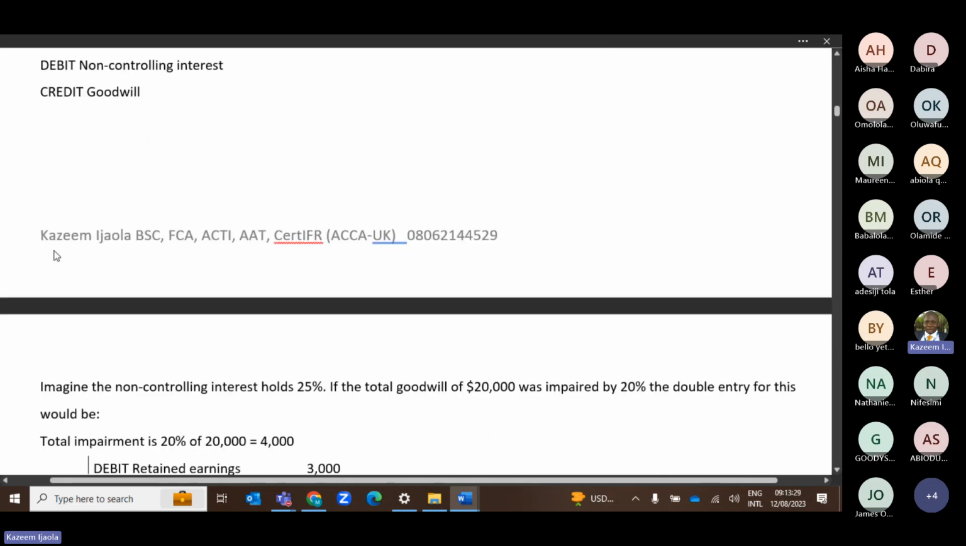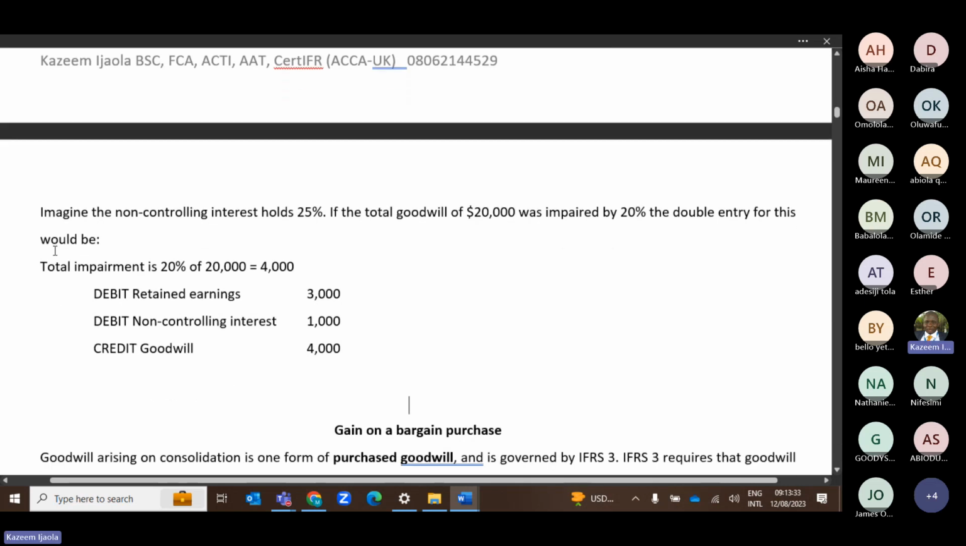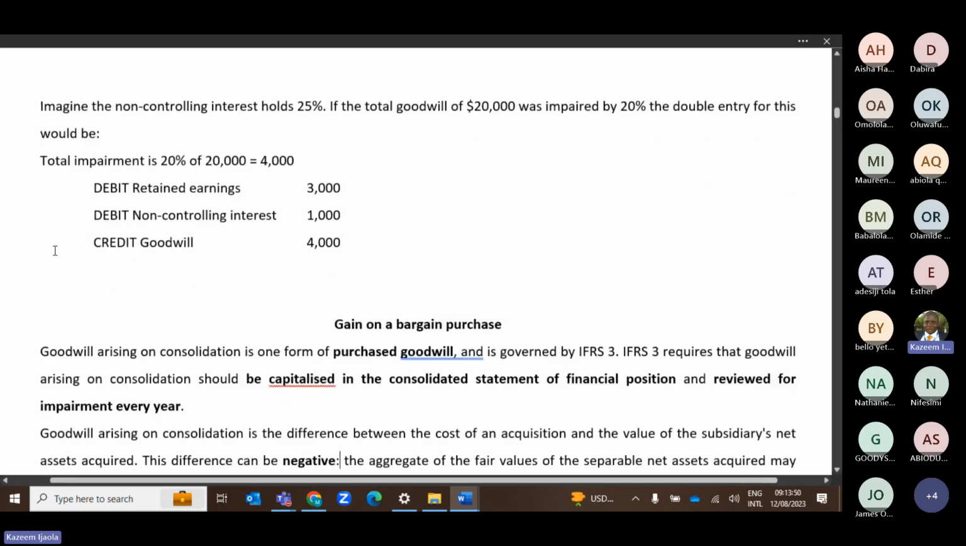Okay, so you can see how it is done here. So in this case, there is an impairment of 4,000. The impairment was shared 3,000 to the reserve and 1,000 to NCI based on the percentage of shareholding. Then you credit your goodwill with the entire impairment.